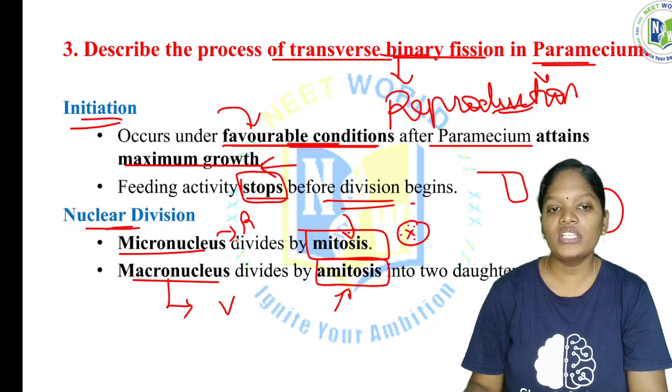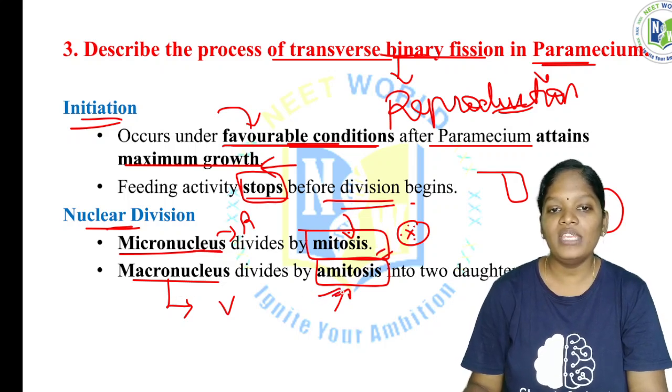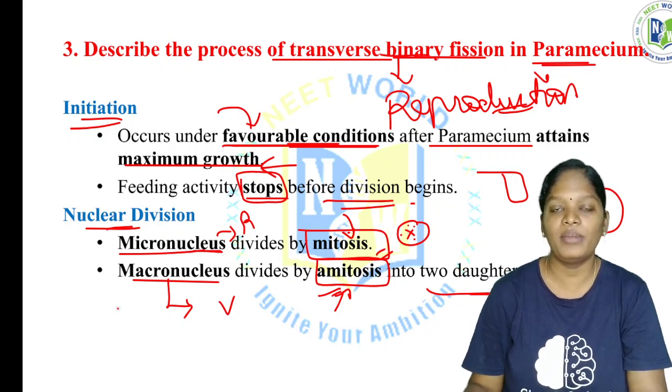The reproductive division is completely controlled by the micronucleus, so that division is called a mitotic division. The macronucleus undergoes amitotic division, just dividing into two similar daughter nuclei, just like the parent nucleus.